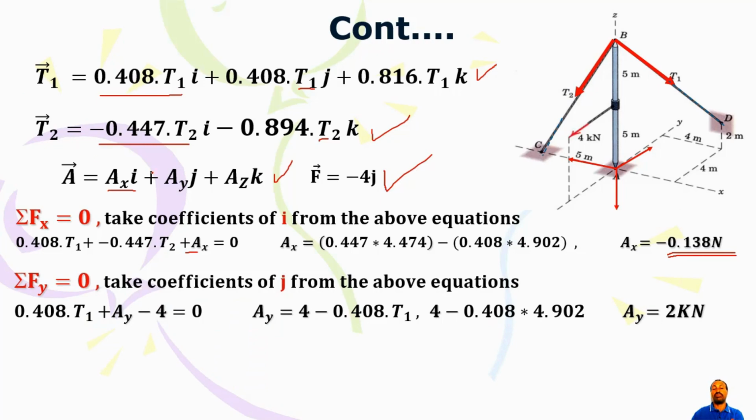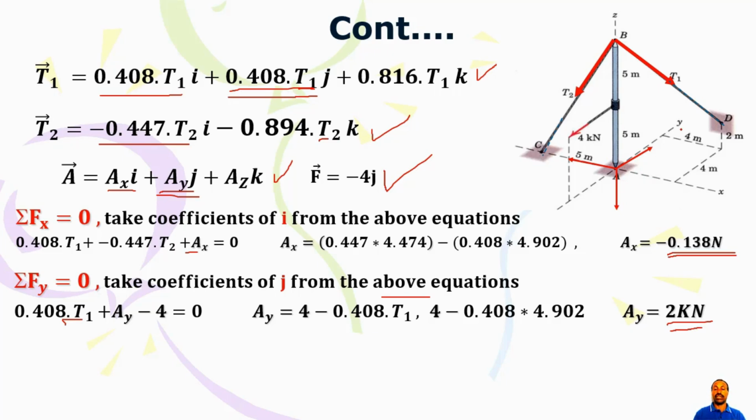Then sigma Fy will be take coefficient of J from the above equation again. Coefficient of J means this one plus coefficient of J, you follow coefficient of J, this one. You see, minus 4 equals 0. Already T1 known from the above moment equation. Then AY will be 2 kilonewton. According to our assumption, it is correct. AY will be just to the positive Y direction.